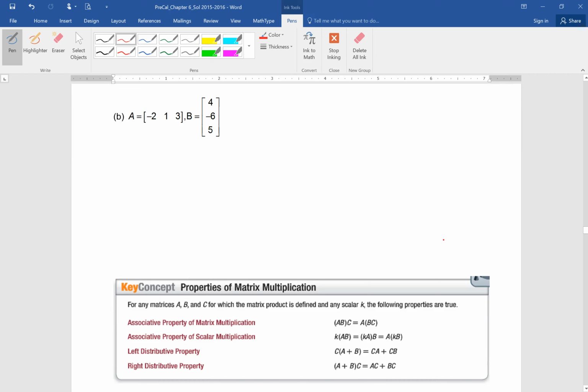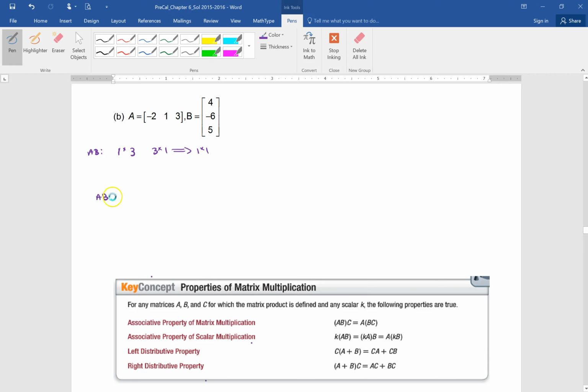Okay, so more. These are like cuter ones. So let's find, okay, so for A times B, what are the dimensions of A? 1 by 3, and for B? 3 by 1. So what is my dimension going to be for the new one? 1 by 1. Yes.